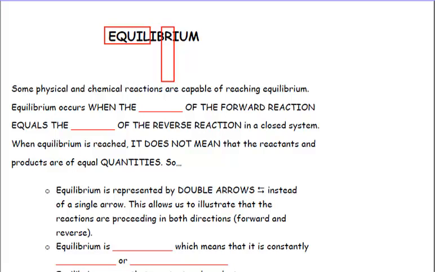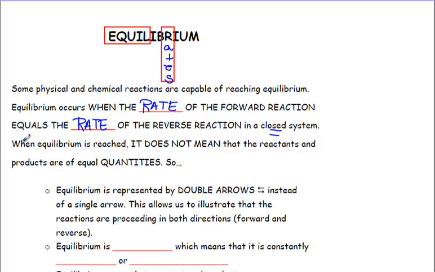So let's start. Equilibrium, how can we remember what this means? Well, we say equal rates, and we're going to put that going down, equal rates, and that will help us. So equilibrium is actually when the rate of the forward reaction is equal to the rate of the reverse reaction. Some physical and chemical reactions are capable of reaching equilibrium. And equilibrium will occur when the rate of the forward reaction equals the rate of the reverse reaction in a closed system. This is very important, so it has to be closed.